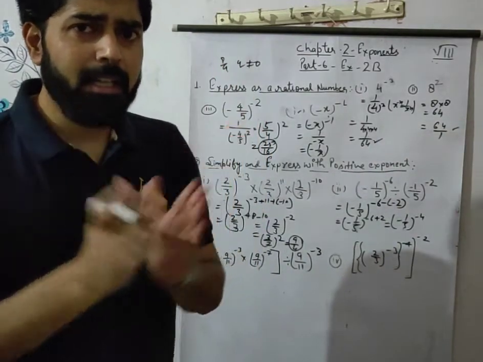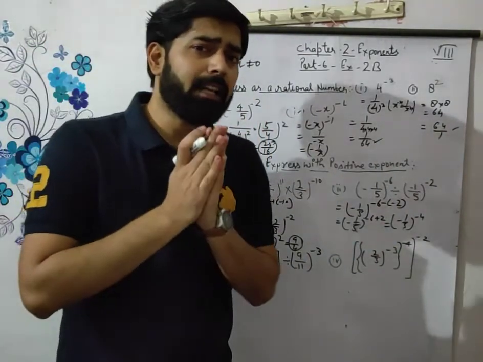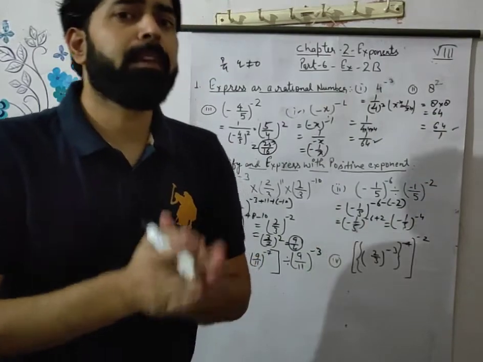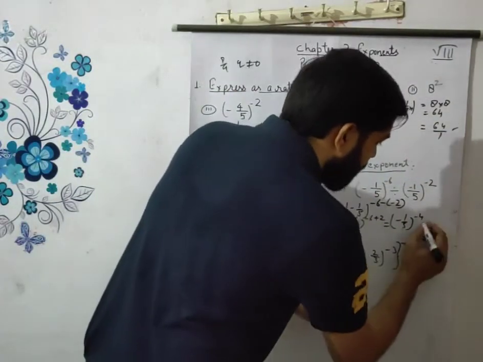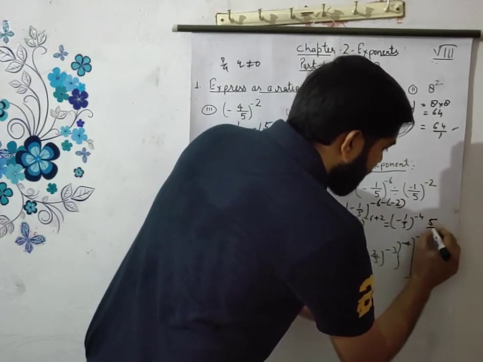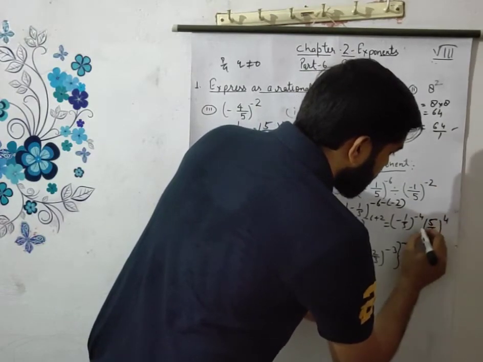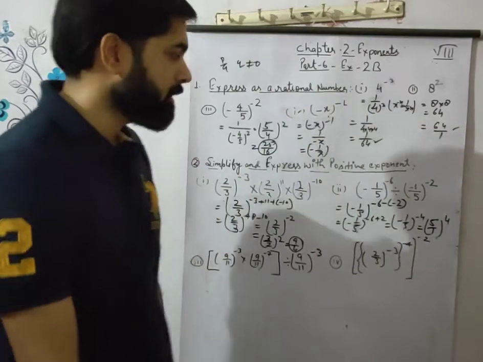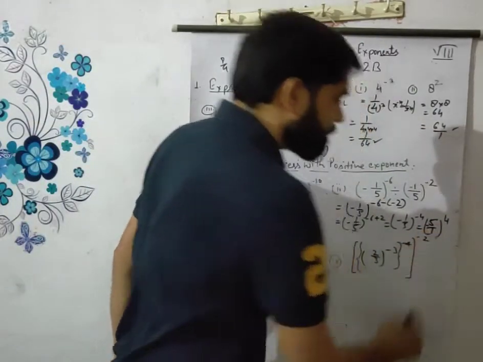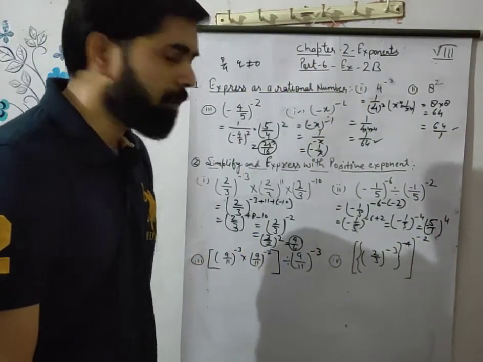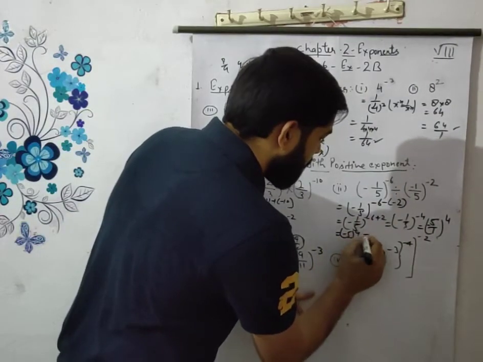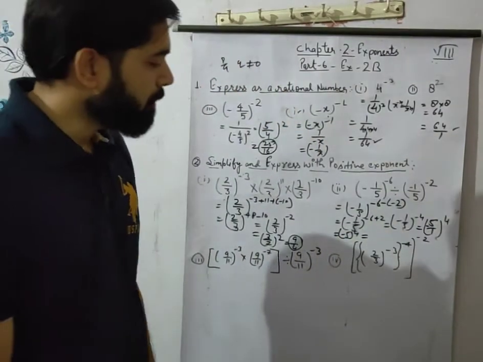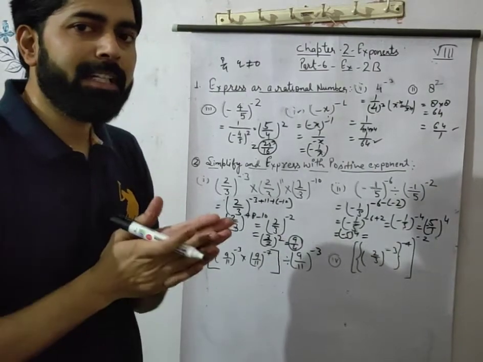Again, keep in mind, if you find an answer with a negative power, we can write it in positive power form. How can we write it in positive power form? We can write it as minus 5 upon 1 raised to the power 4. This is the answer. Minus 5 upon 1 raised to power 4 means minus 5 raised to the power 4, minus 5 multiplied by how many times?